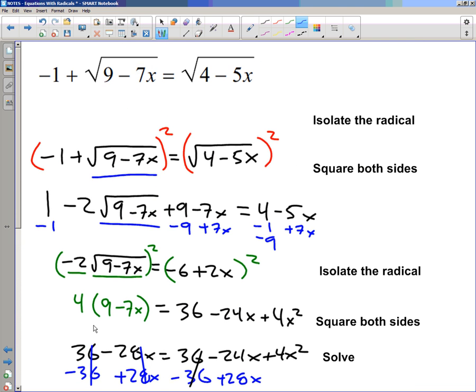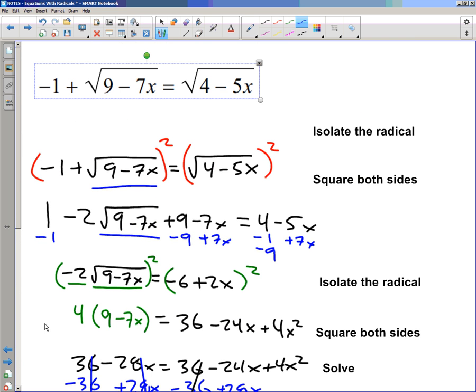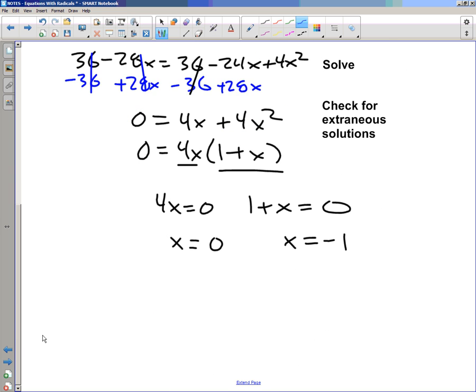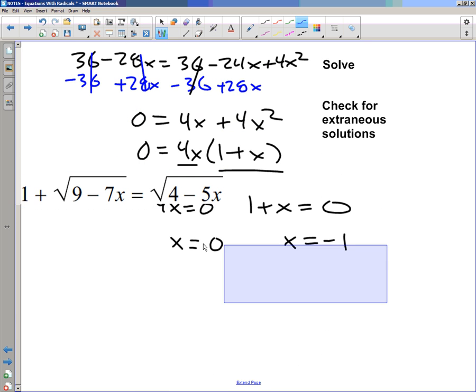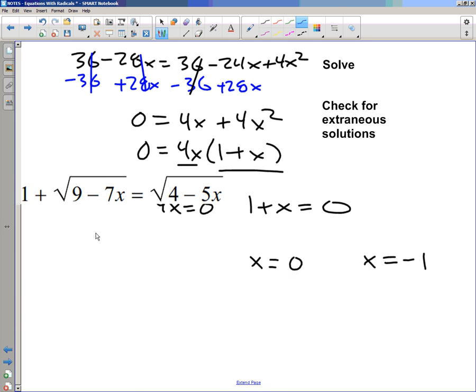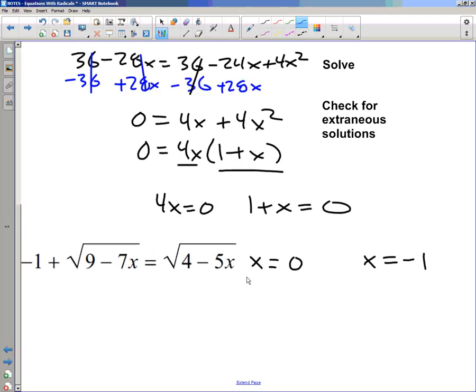Let me scroll back up here and copy our original equation, bring it down so that we can see it. So these are supposed solutions. We are going to check these in the original equation and make sure that both of them work. All right, let's start with 0.